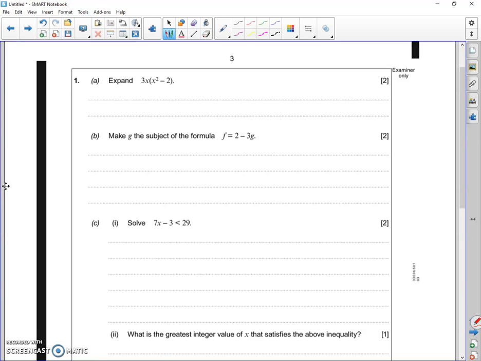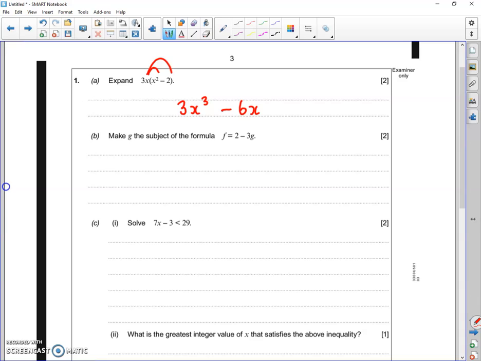Expand the brackets, so everything in the bracket gets times by 3x. So 3x times x squared gives you 3x cubed for 1 mark. And 3x times minus 2 is minus 6x for the second one. Easy enough.